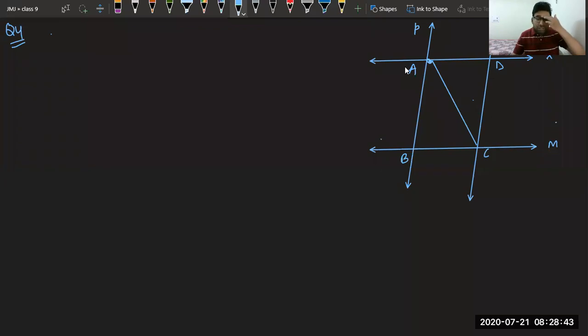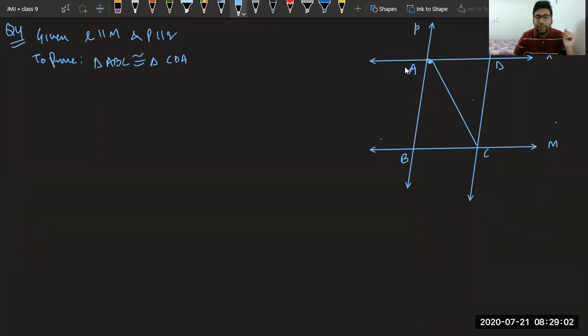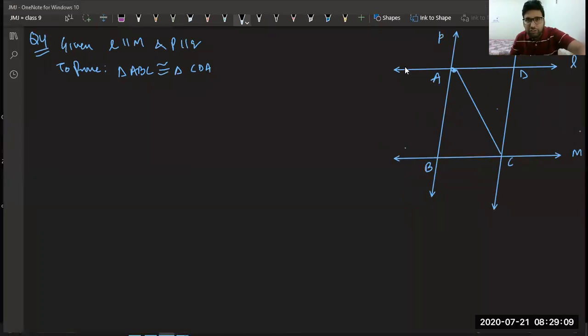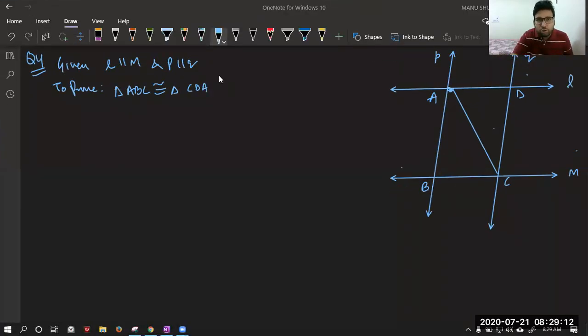Now, we have to prove. Given: L parallel to M and P parallel to Q. To prove: triangle ABC is congruent to triangle CDA. So before starting, we will do a mind reading. We will do it in our mind before doing it by pen. All of you, just now saying the answer. Okay, very good.